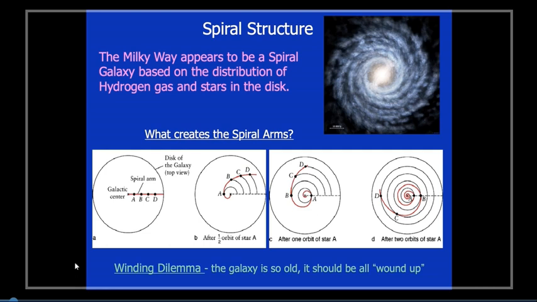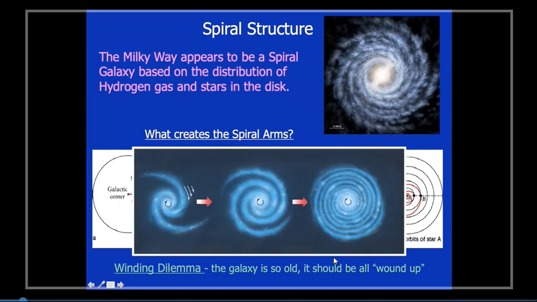However, the problem with rotation being the reason why spiral structure exists is that galaxies like the Milky Way have already rotated several times during their lifetimes, based on the ages of these stars. And that would produce a galaxy where the spiral arms are extremely wound. So we call this problem the winding dilemma. Basically, the galaxy is so old that the spiral structure should pretty much be all smeared out.